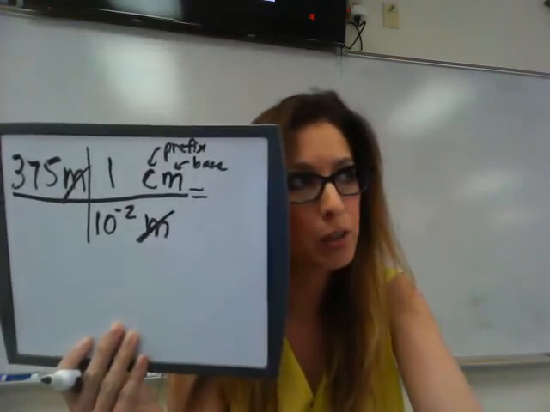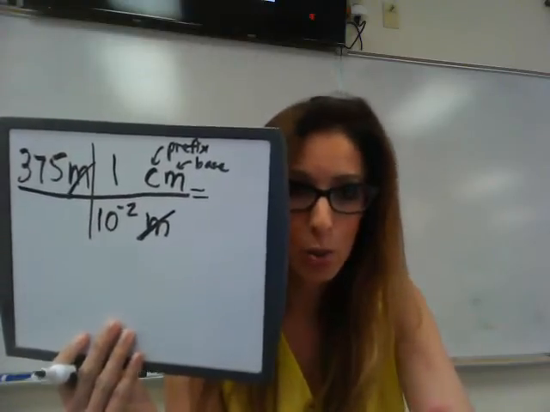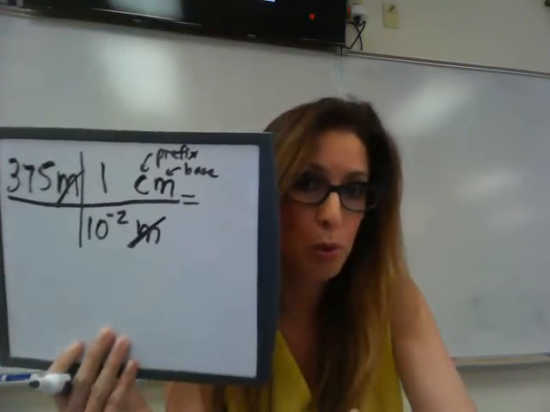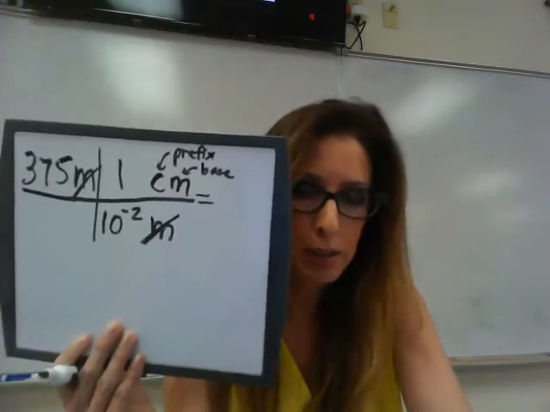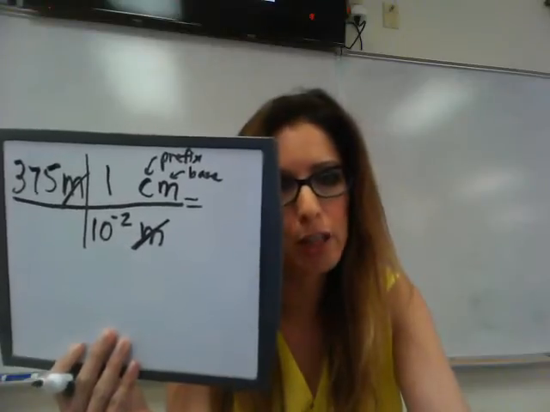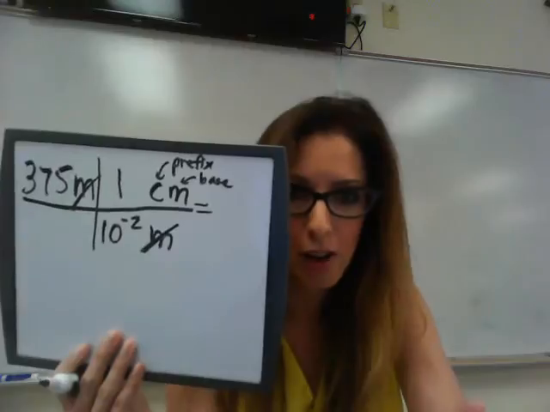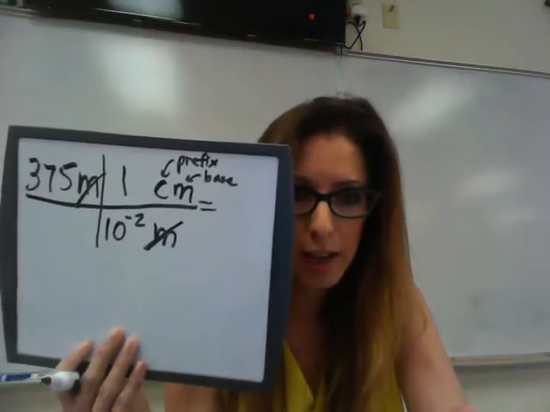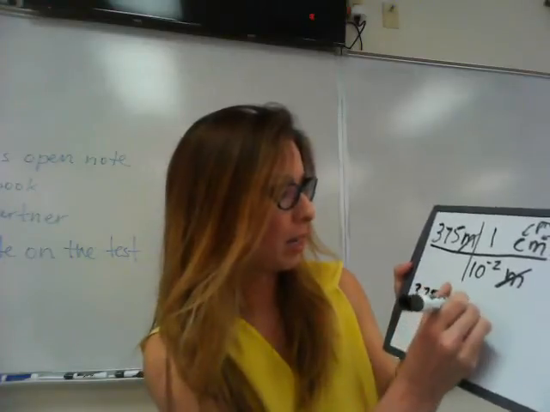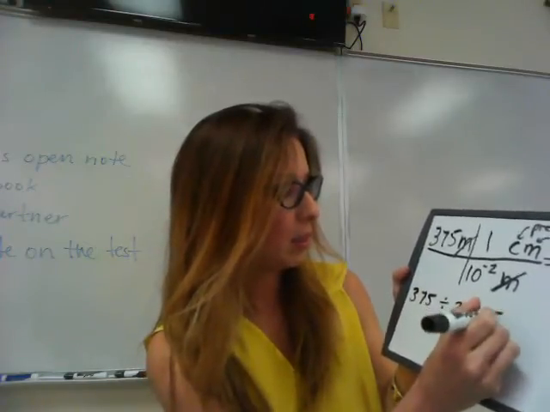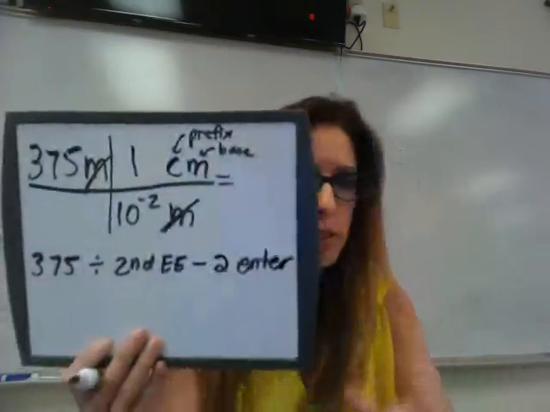You've got to make a note there that when the power of 10 is on the bottom, you are dividing, because every year students get confused and they don't understand whether we're multiplying or dividing. Now, typically what you would do is take 375 times 1 divided by the power of 10, but you don't have to multiply by 1 because it'll still be 375. So just divide. This is going to be 375 divided by second E negative 2, enter.